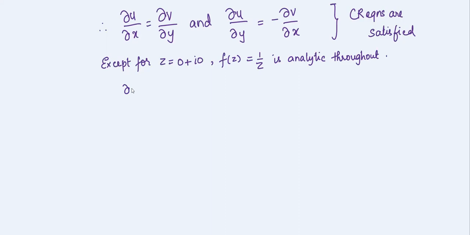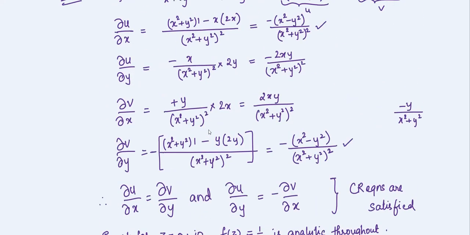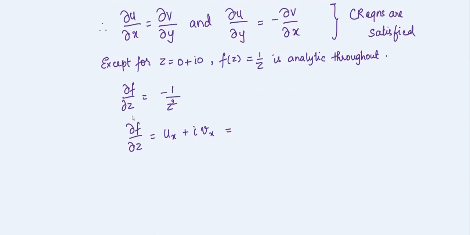And the derivative will be just differentiate 1 by z, minus 1 over z square. You can prove this. You can show that this is ux plus I vx. So from there also we can show this. You can try it later. Okay, you can simplify, but directly we can write. So that's about analytic function.